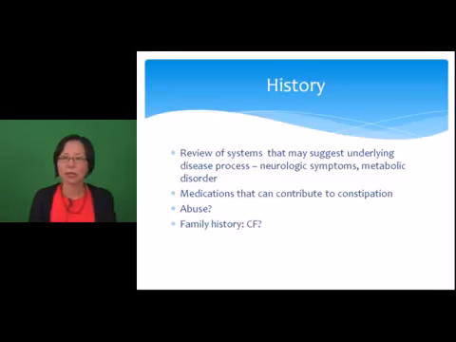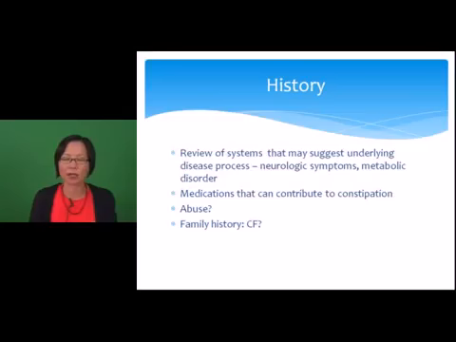You want to know, are they taking any medications that could contribute to constipation, or even excessive caffeine use? That can cause increased urine output, which can cause them to have harder, thicker stools. You want to get a careful history of whether or not there's been any abuse. Again, this would not go with retentive fecal incontinence necessarily, but more non-retentive.